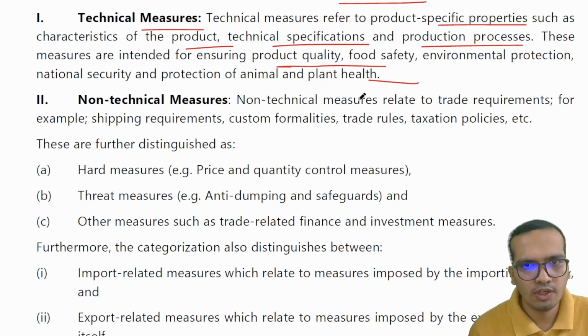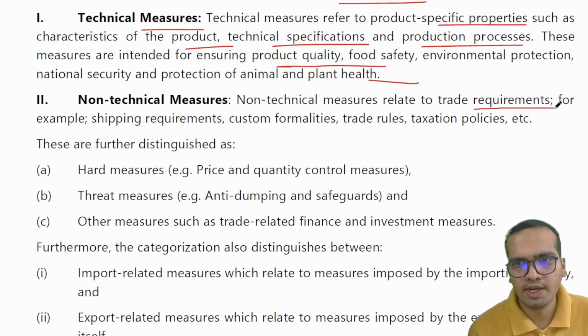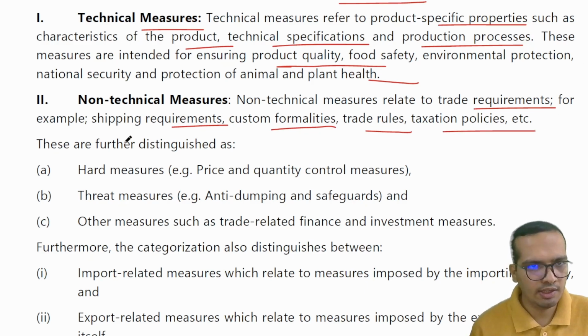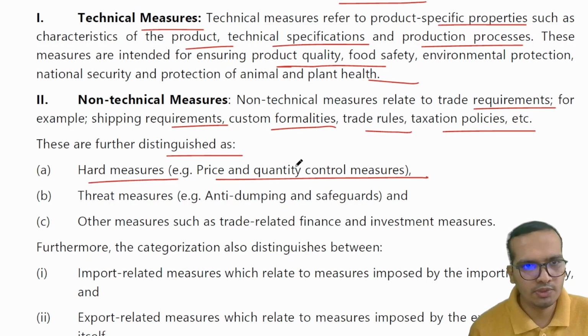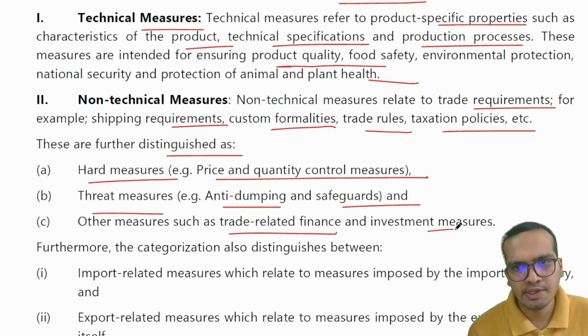Non-technical measures. Non-technical measures relate to trade requirements, for example, shipping requirement, custom formalities, trade rules, taxation policies, etc. They are further distinguished as hard measures, that is price and quantity control measures, threat measures, that is anti-dumping and safeguards, and other measures such as trade-related finance and investment measures.